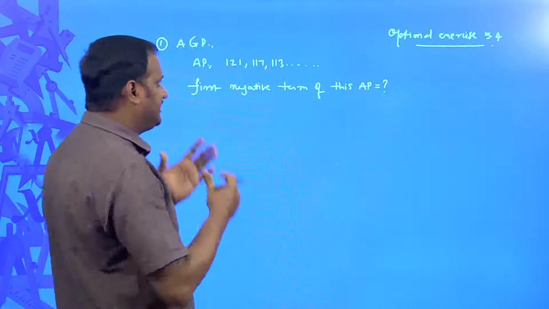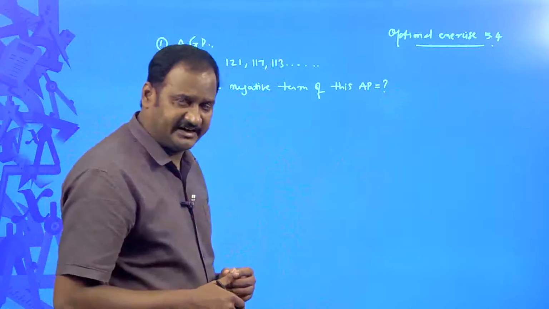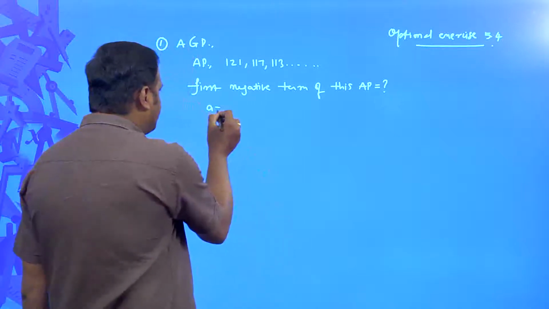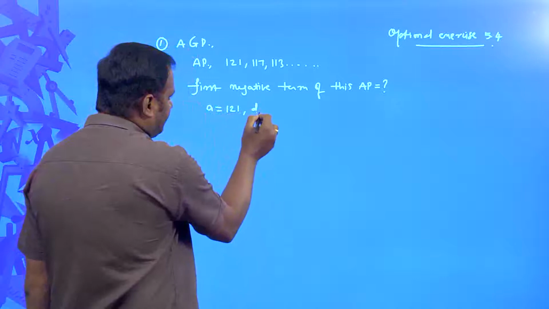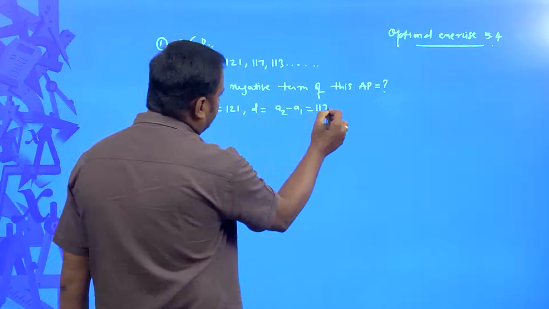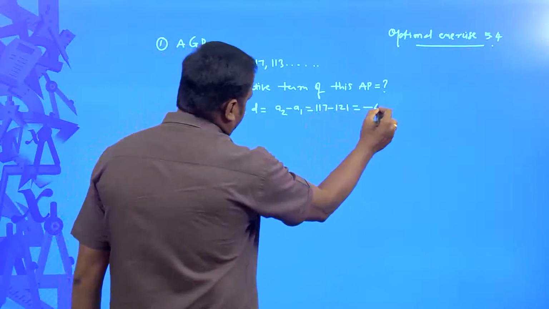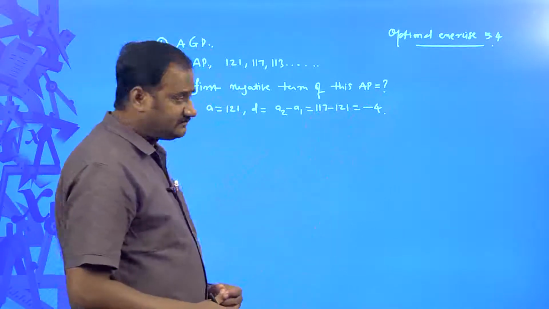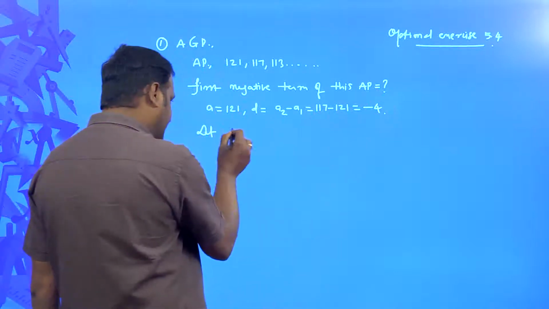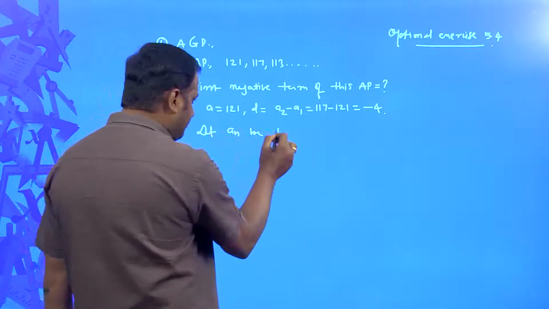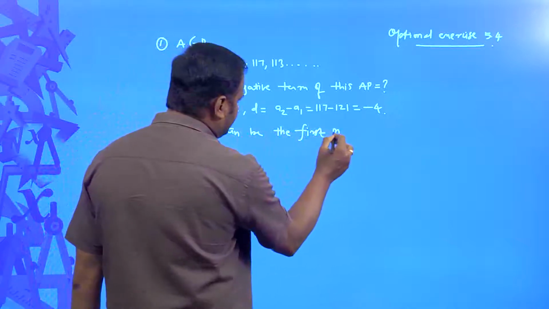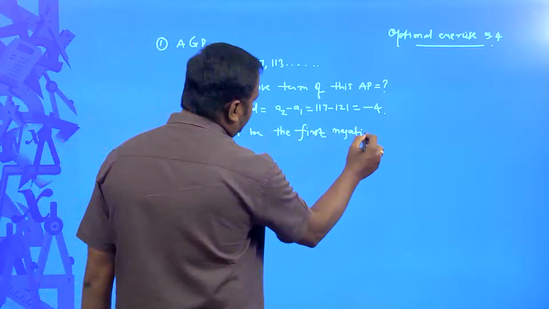For that let us take that arithmetic progression. We can easily identify the first term as well as the common difference, where the first term is 121 and the common difference is A2 minus A1, which is 117 minus 121, that is negative 4. Which term of the AP is the first negative term? We do not know. So let AN be the first negative term.